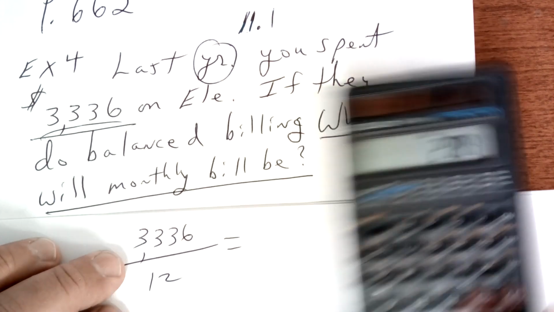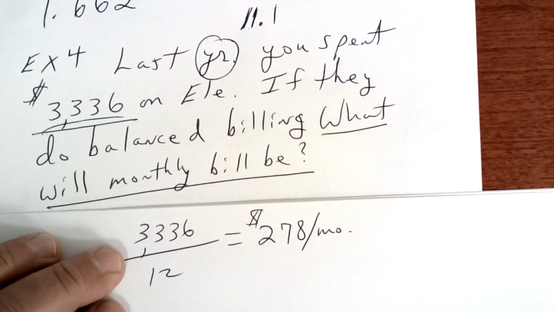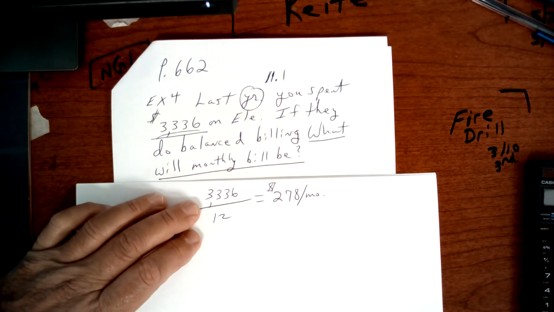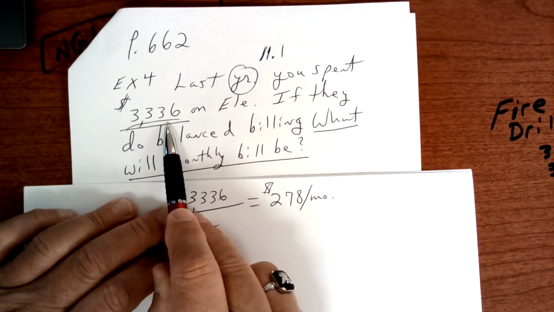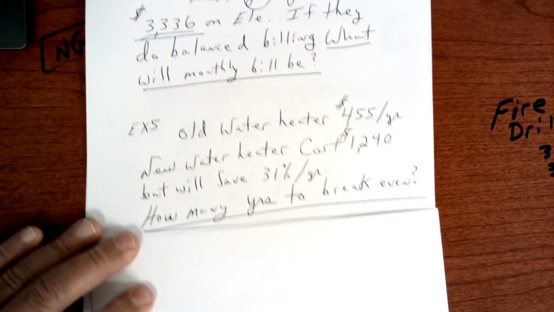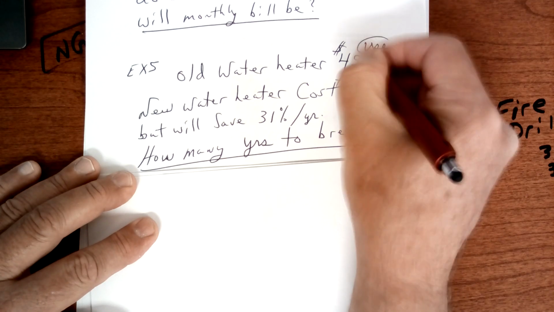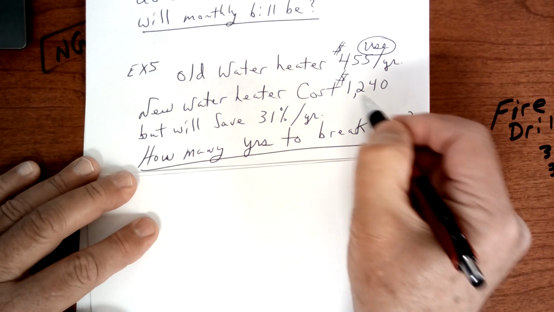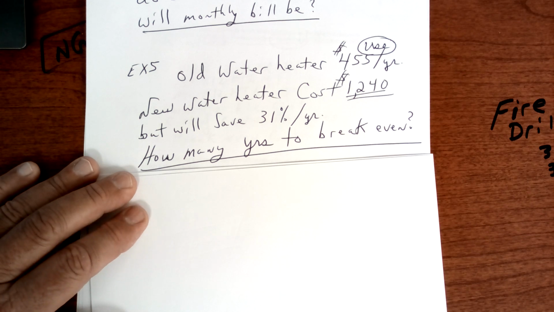is $278 per month. Now, at the end of the year, if you used more than that, they will make adjustments and they will charge you. If you use less than this amount right here for the new year, then they will refund your money or credit you. Let's take a look at example 5. The old water heater is $455 per year to use. The new water heater is going to cost you this much, almost $1,300 to buy the new one, but it saves you 31%.